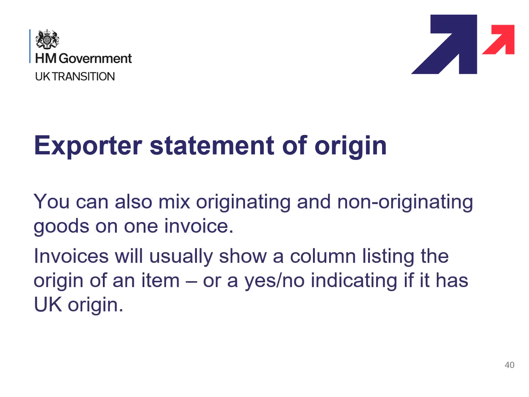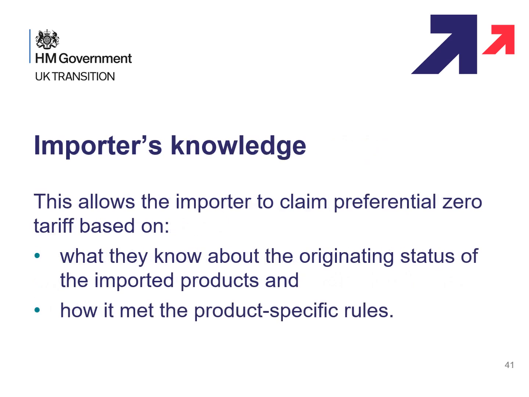You can also mix originating and non-originating goods on one invoice, as long as you make clear which goods are originating and which aren't. Your invoices will usually show a column listing the origin of the item, a 2-digit country code. Or it may be a yes/no, indicating if it has UK origin. If not, you can check if the country of origin is included in the description of the item.